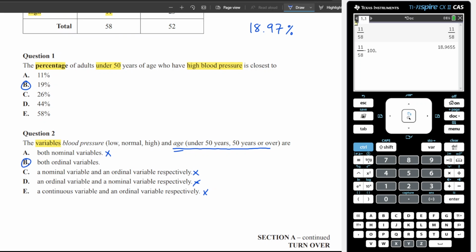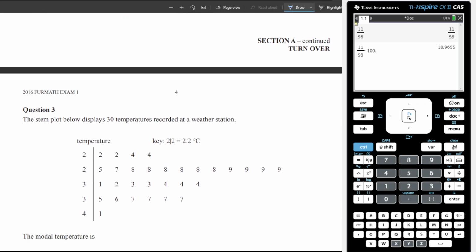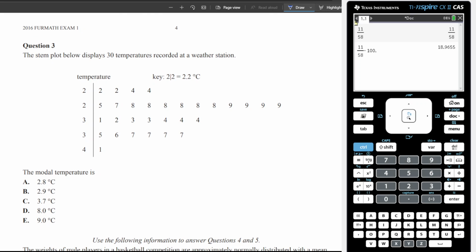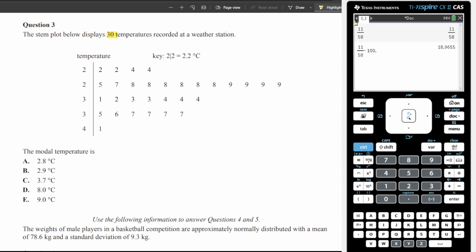Let's move on to question 3. Okay, so the stem plot below displays 30 temperatures recorded at a weather station. Now, it's very unlikely that they're going to put the number 30 in there for a random reason. And as we can see, the question says the modal temperature is what? Okay, well, the reason they put in 30 is because in order to find the modal temperature, we're going to need to find the most common.